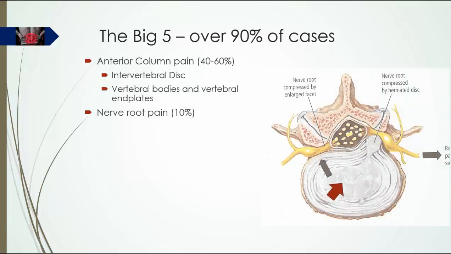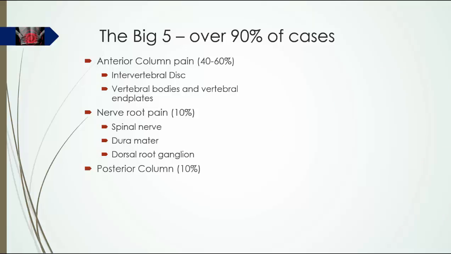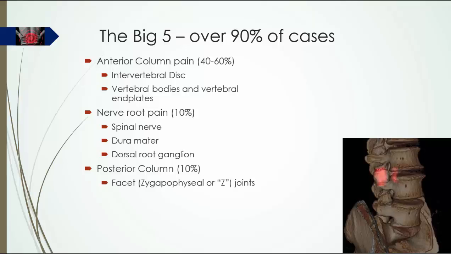The nerve root complex, which comprises the nerve rootlets within the spinal canal, the spinal nerve itself, the dura mater that invaginates the spinal canal and nerve roots out to the dorsal root ganglion, and the dorsal root ganglion itself. The posterior column. The great majority of these cases will involve the facet or zygapophyseal joint, which is a typical synovial joint that may have intra-articular pain sources or a painful capsule.